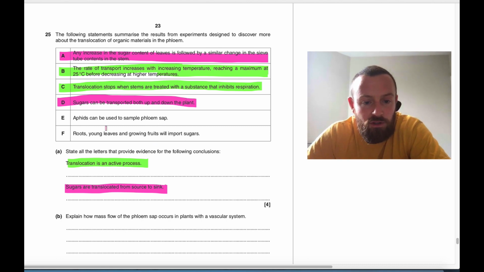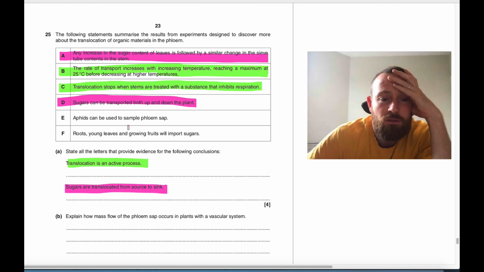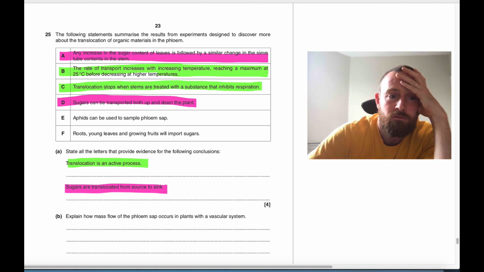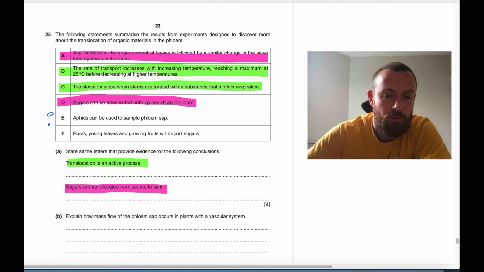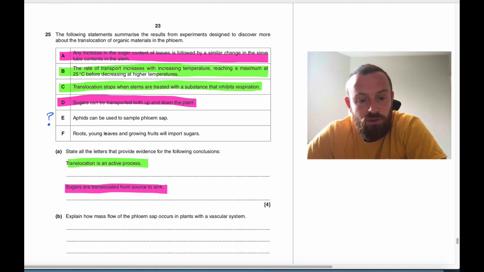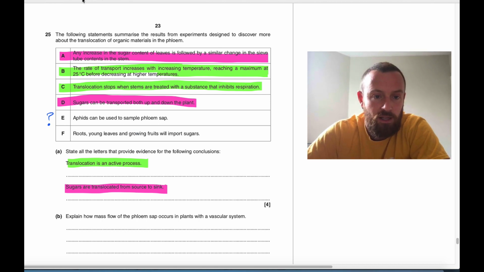Aphids can be used to sample phloem sap. So what? I don't even know if that provides any. I don't even know if that's anything. I'm going to leave that one. We'll see if I'm right in a minute. Roots, young leaves, and growing fruits will import sugars. Okay, that's source to sink.